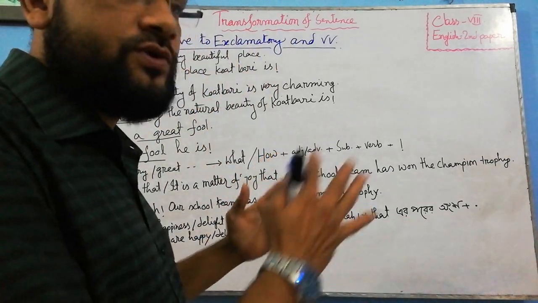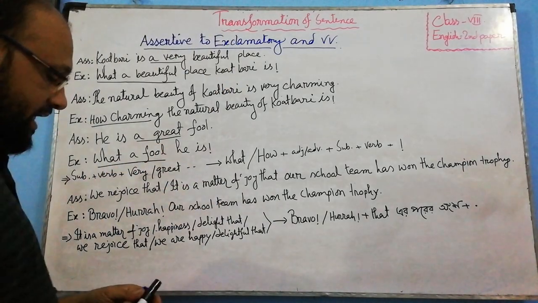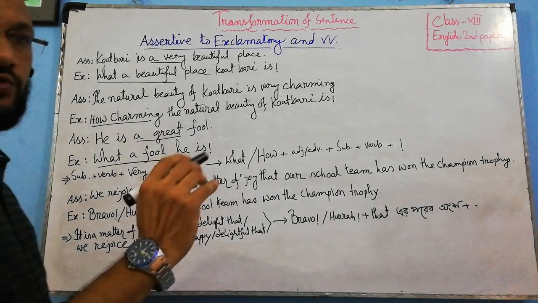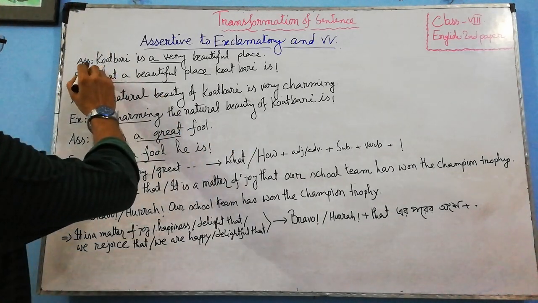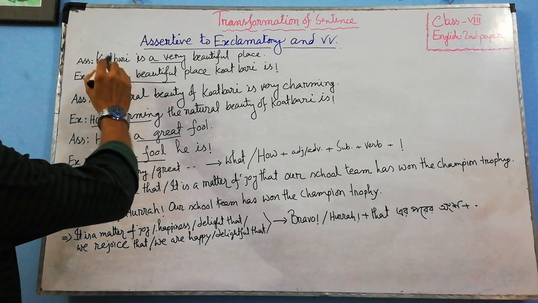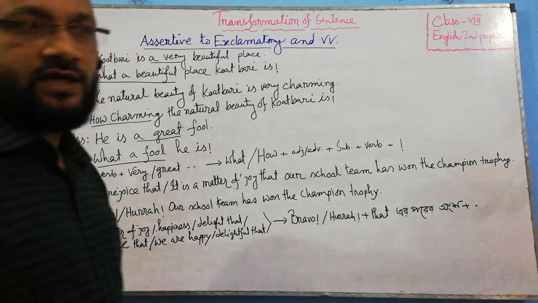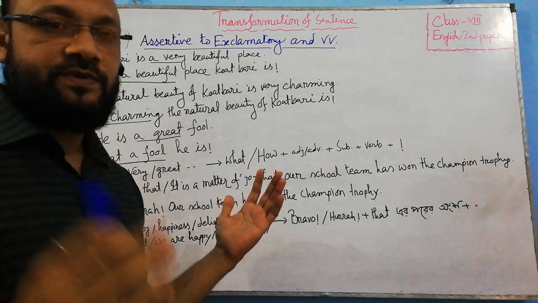So let's see how can we do that. Okay, dear students, as you can see on the board, I have written some sentences to save my time. Okay, the first one is an assertive sentence. Kotbari is a very beautiful place. As you know, Kotbari in Kumila is a very beautiful place.